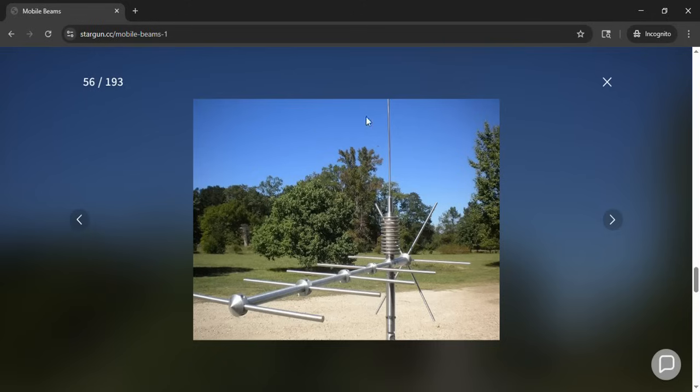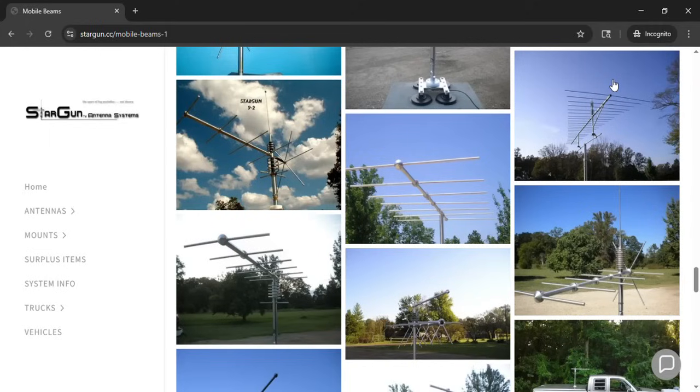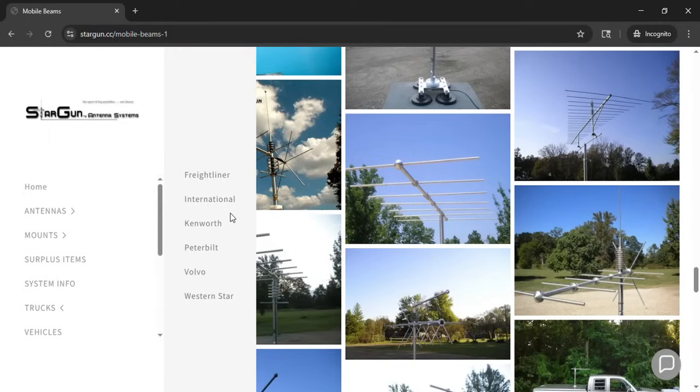You can't take what would normally be a 26-foot long antenna and squish it down to a couple of feet and say, well, it looks like that antenna, so it's got to talk like that antenna. It doesn't work that way. Now, what I will say, if you want to see what an actual mobile beam looks like, and he's got a decent example of one on here.